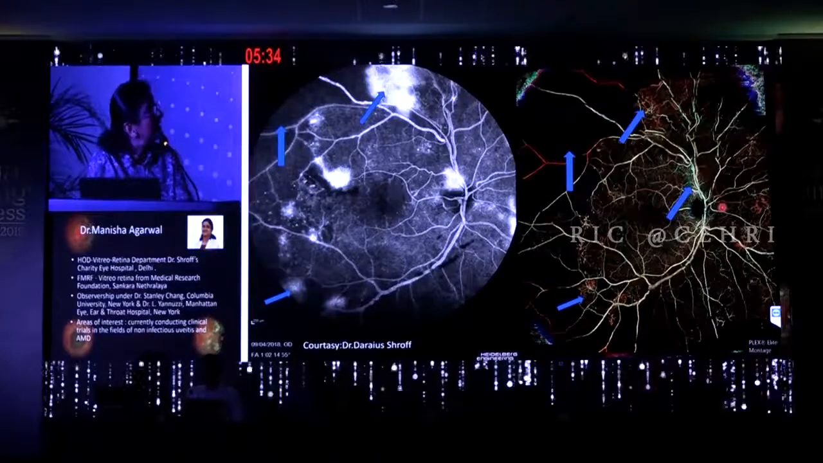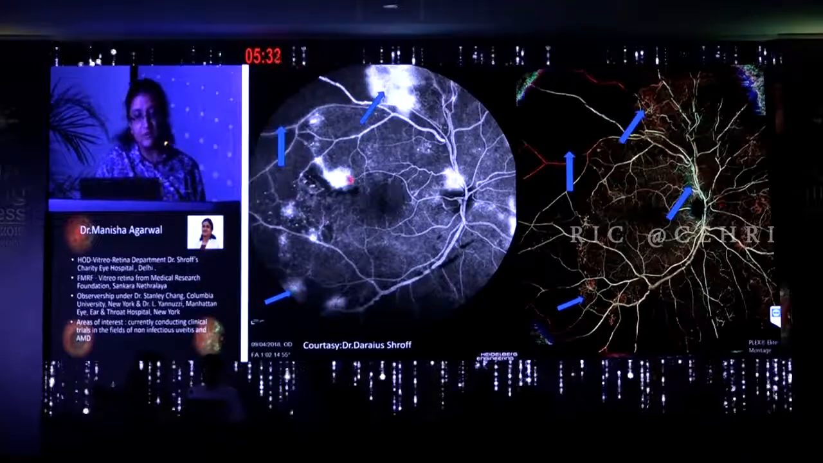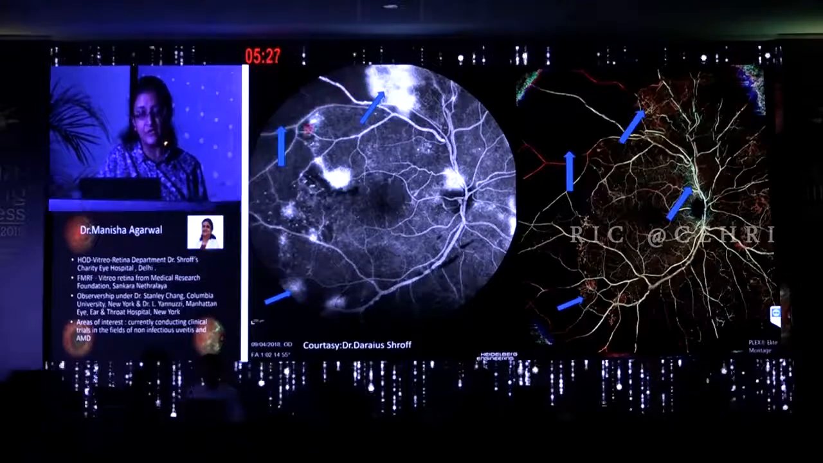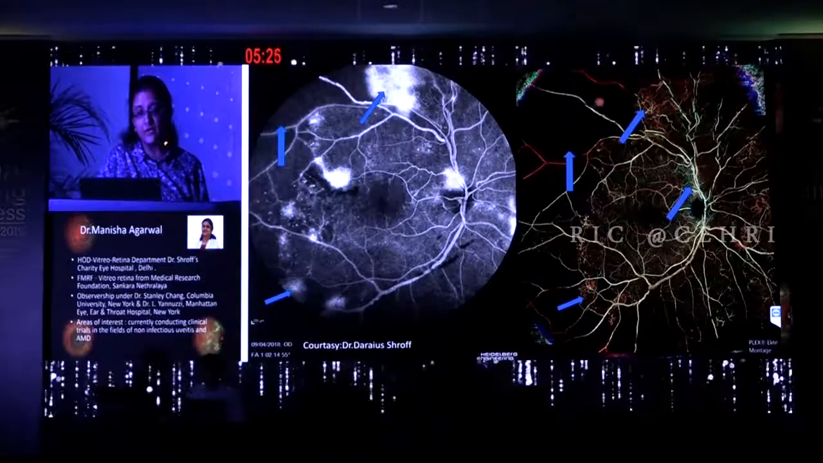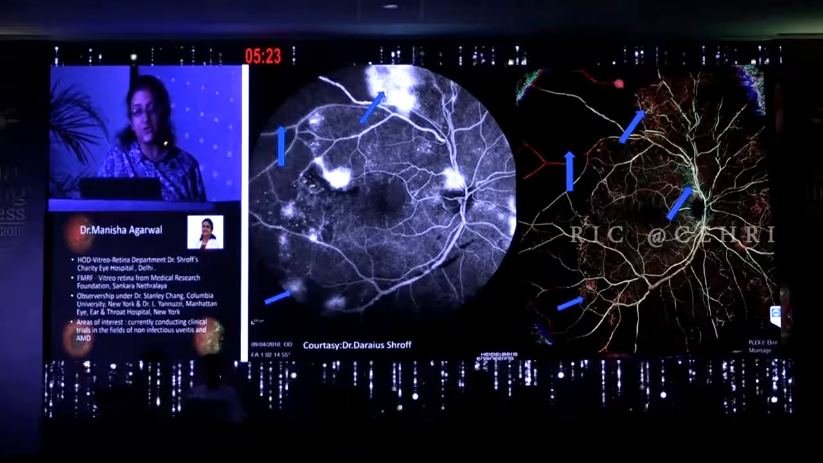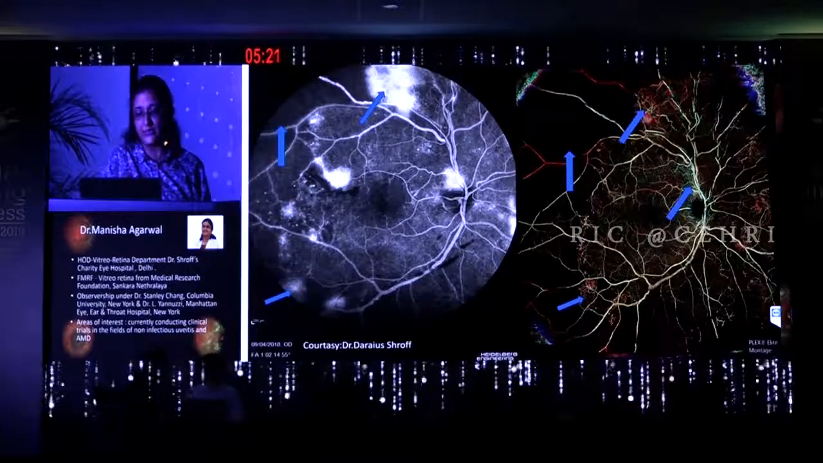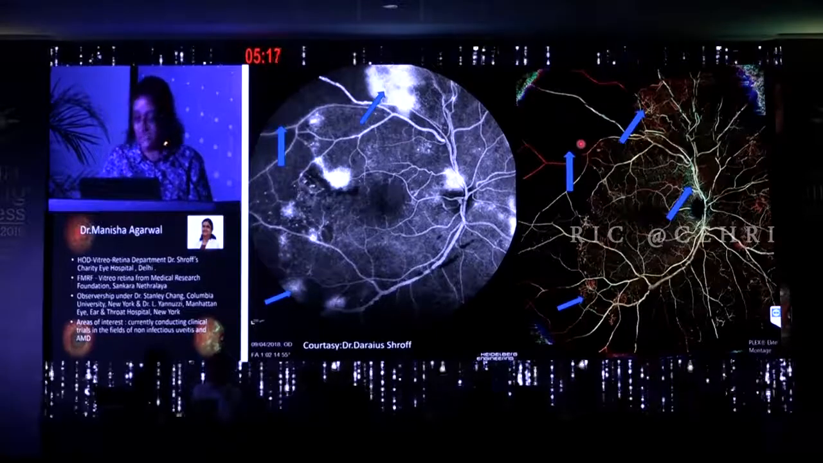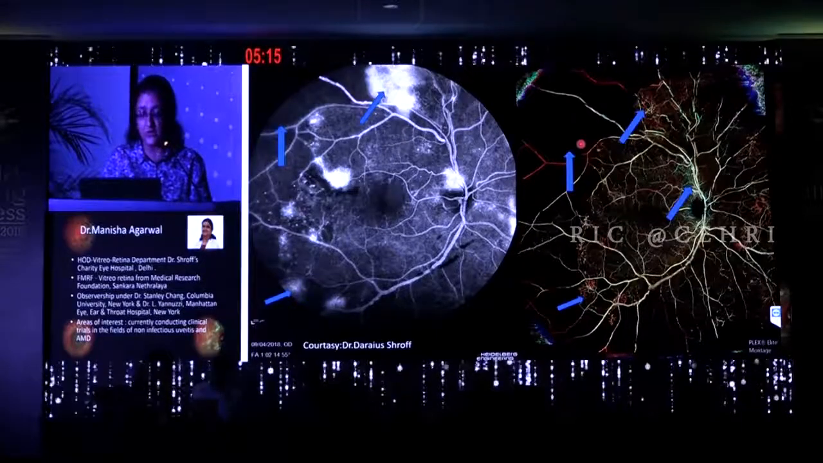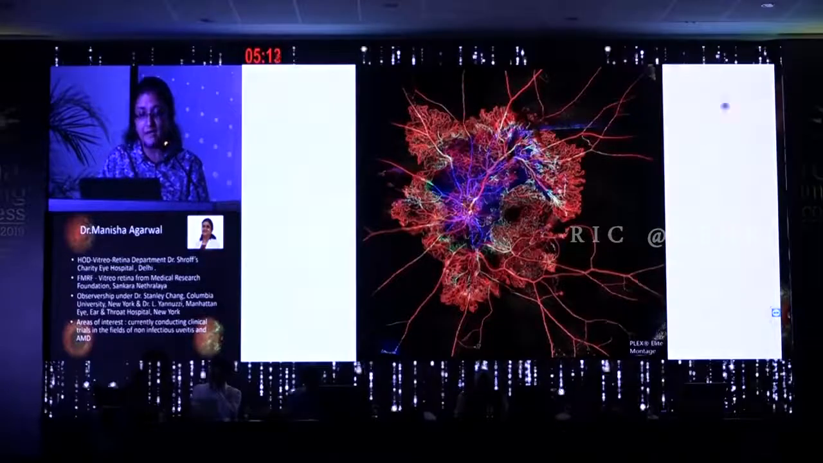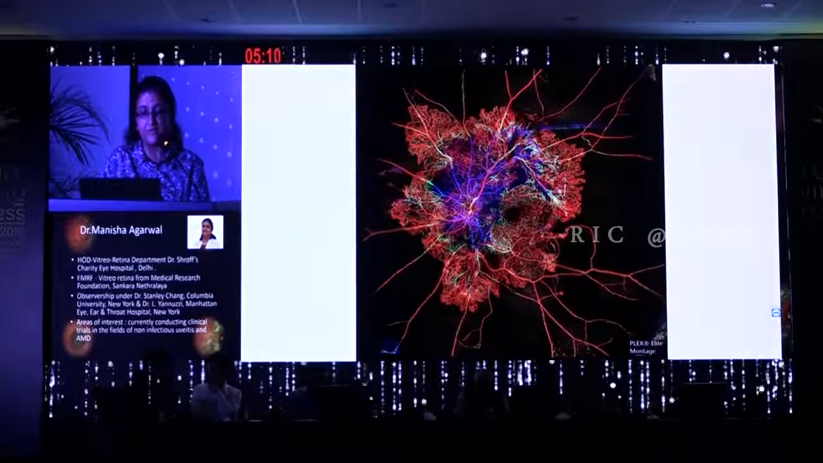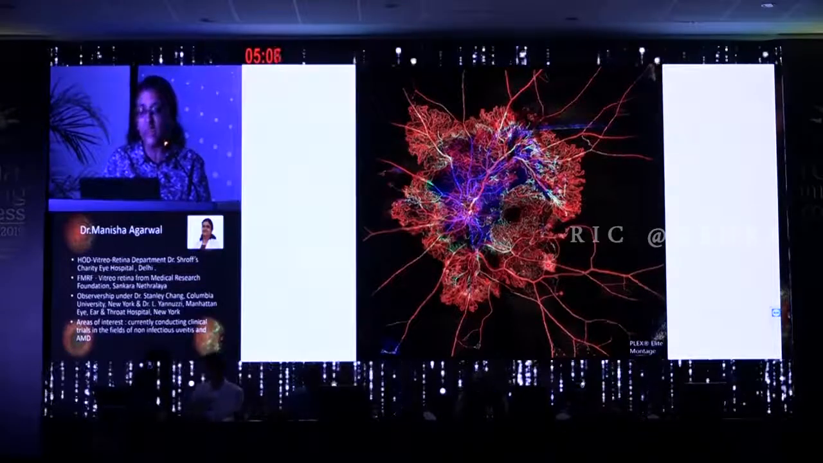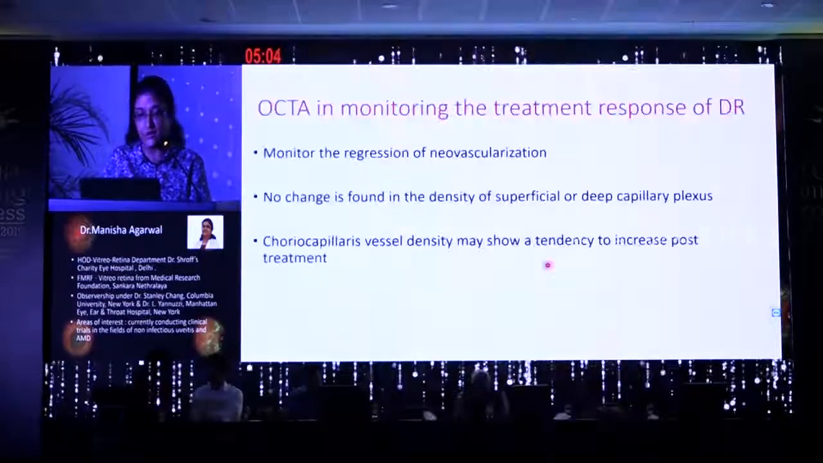So I would just like to thank the RIC for providing me a few of these beautiful images. And what you see over here on an FFA, you have these leaking NVEs, you have capillary non-perfusion areas, and you are able to appreciate them quite well when you are using an OCTA. You see the NVEs over here, and also the capillary non-perfusion area, which are quite the same as you appreciate on a fundus fluorescein angiography. You have this extensive neovascular front sitting over the disc, and you have extensive capillary non-perfusion, which again is quite well appreciated on an OCTA.